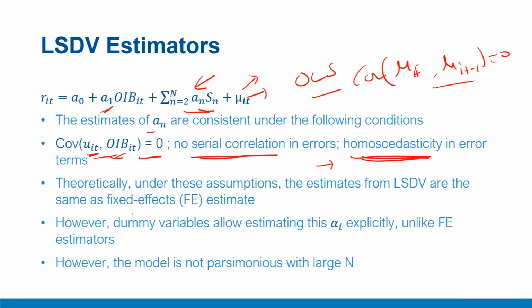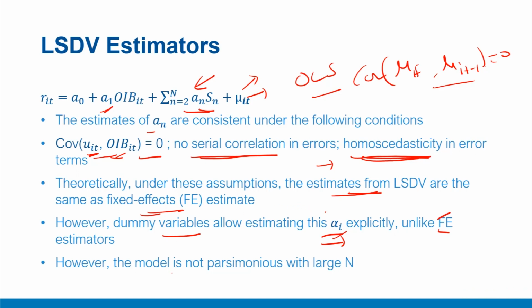Later, we'll also discuss another fixed effects approach. Under these assumptions, the estimates from LSDV are theoretically identical to the fixed effect estimates. And the advantage of this approach over the FE approach, which we'll later discuss, is that in this dummy variable approach, we can estimate the unobserved heterogeneity alpha i explicitly, unlike fixed effect estimators, where we tend to eliminate them from the model through a small and intuitive procedure. Here we can explicitly measure it, which is important if your objective is also to measure the impact of alpha i on the dependent variable, or return in this case.